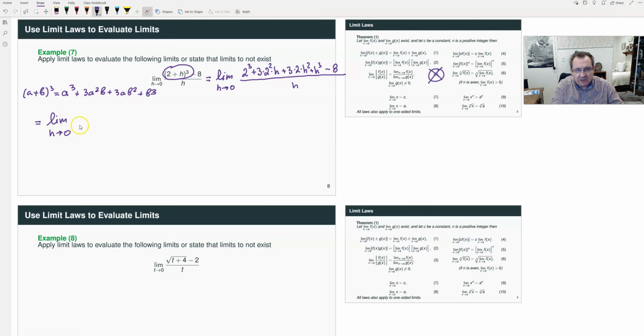So I copy limit as h approaches 0. And in the denominator, I will have h. There's not much I can do with it right now. But then I notice that 2 raised to cube is 8. And 8 will cancel with this 8. So 8 cancels 8, and the rest I just copy. So 3 times 2 squared, that is 12. 3 times 2 is 6. And h cubed. Very well. Well, actually did not need that much of a fraction line. What do we do next?